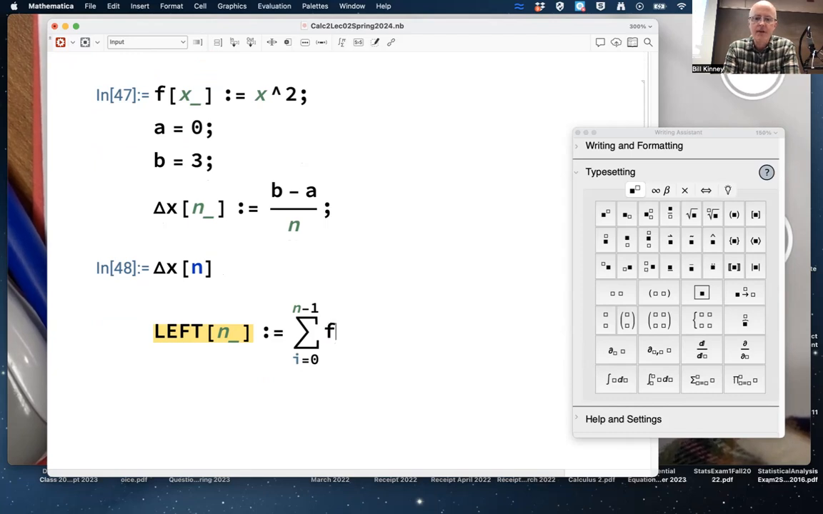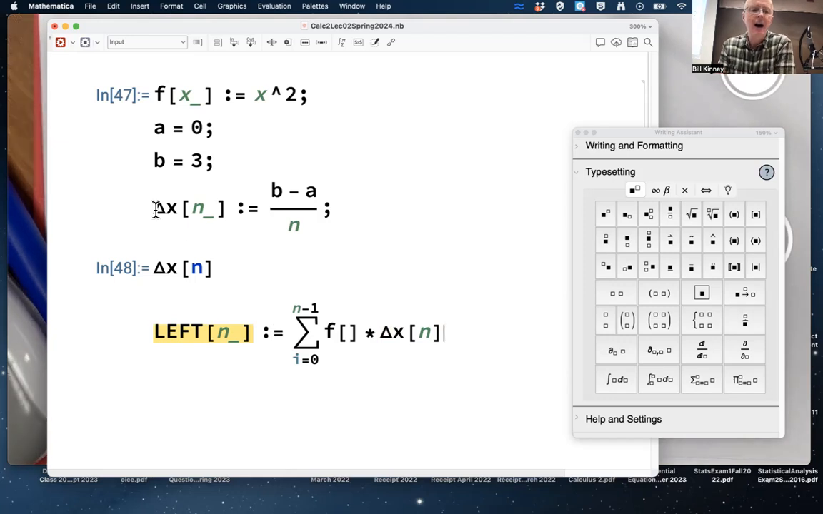What am I typing here? f of x sub i times delta x. Yep. Delta x is delta x of n. Don't type just a delta x, because I'm treating delta x as a function name. Yes, it does represent a value when you plug in a value of n. Don't just type a plain old delta x, type delta x of n. But what goes in here? That was x sub i. What was our formula for x sub i?